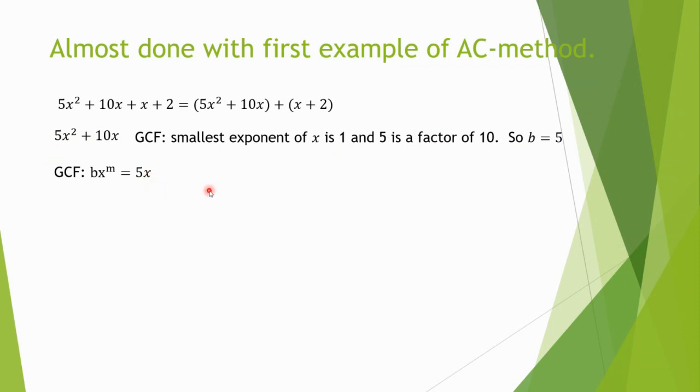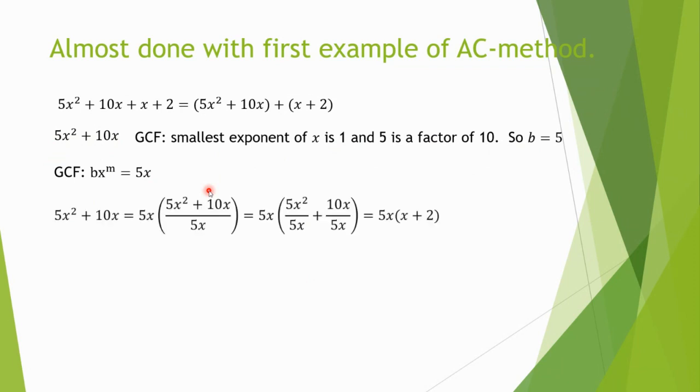Now that we know what the GCF is, what we can do next is factor it out. As before, we put it in front. Then we divide. We're dividing into a sum, so we divide into each term in the sum, as you can see. Once we do that, we get this. Here, the 5's cancel. X squared over x is just x, and so on.